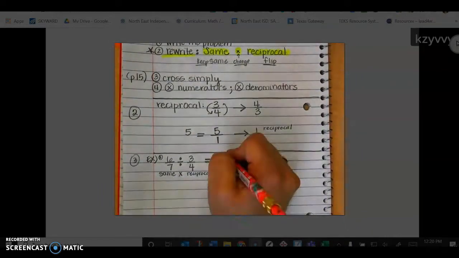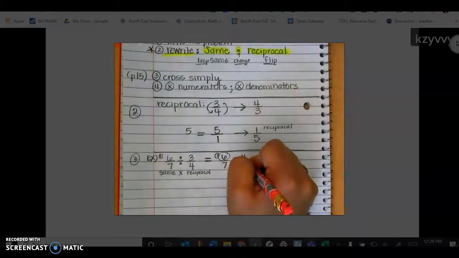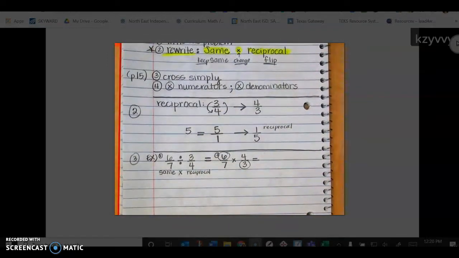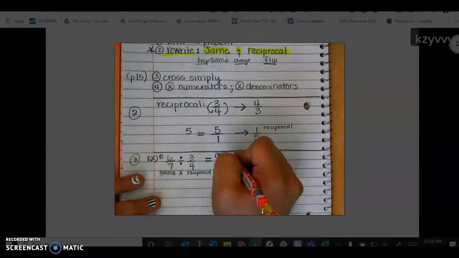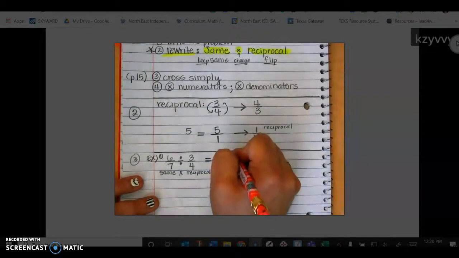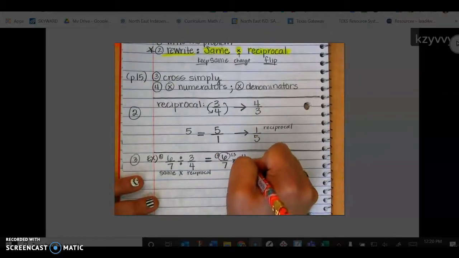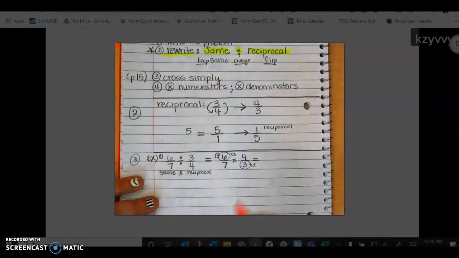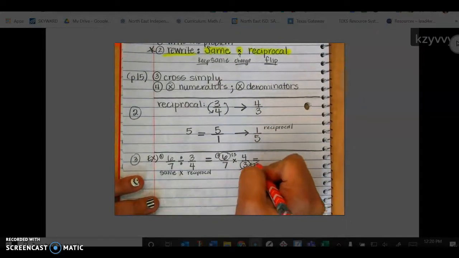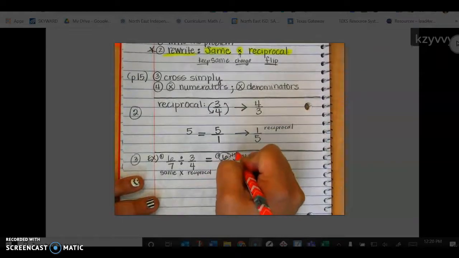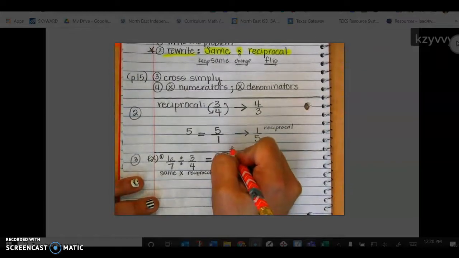Is there a numerator and a denominator that share a common factor? And the answer is yes. This 6 and this 3 do share a common factor. And I am going to divide that common factor out. And that common factor happens to be the number 3. So 3 divided by 3 is 1, and 6 divided by 3 is 2.